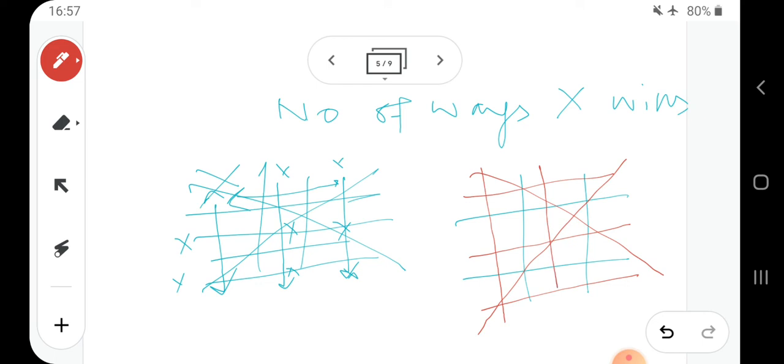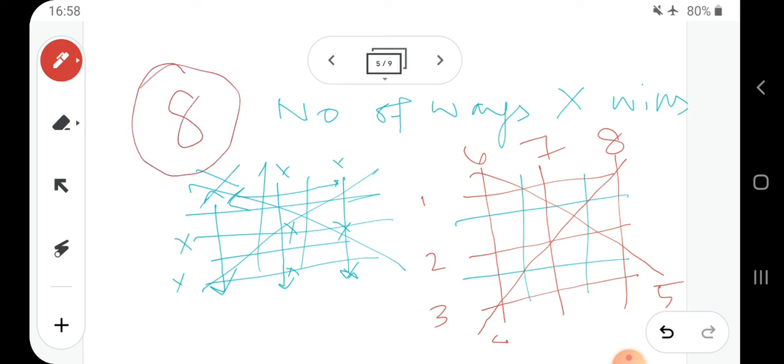Simultaneously, this is one, and this is one. So 1, 2, 3, 4, 5, 6, 7, 8. So altogether, when the board is empty, one player can have 8 different winning opportunities open.